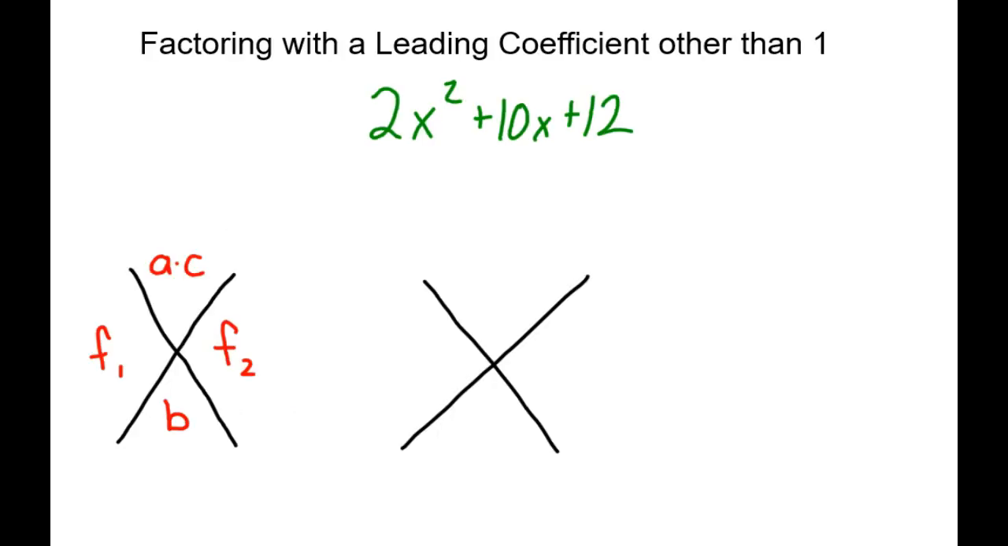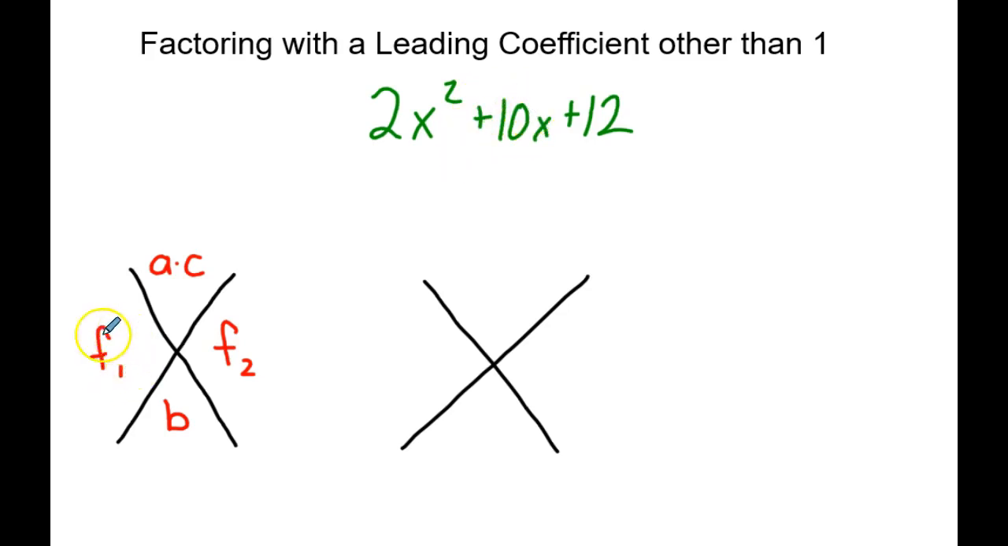In order to factor a quadratic expression with a leading coefficient other than 1, there's a little pattern that we can follow to help organize the information in the process. So what you should do is create an x. In the top portion, we're going to take the a value times the c value. So the a value is the value in front of x squared. The c value is the constant by itself. In the bottom portion, we're going to put the b value, the coefficient in front of x.